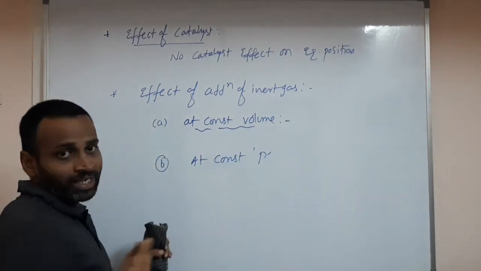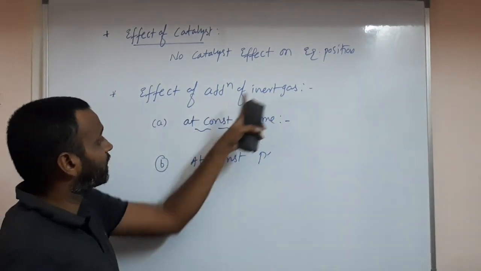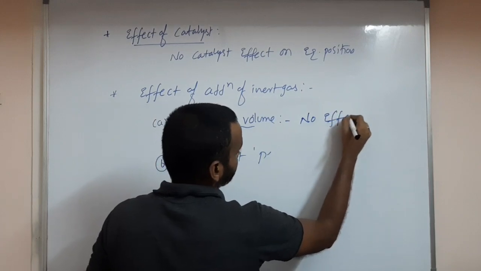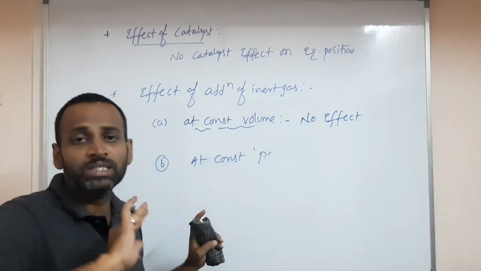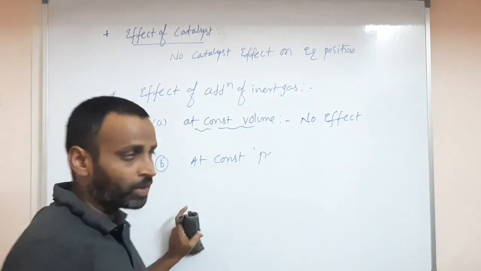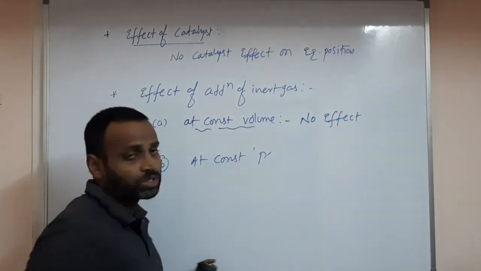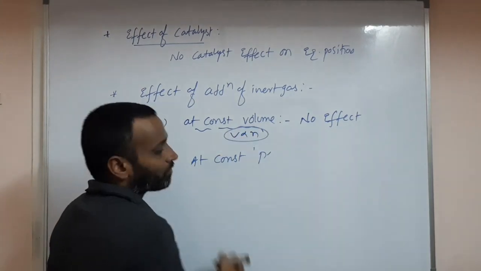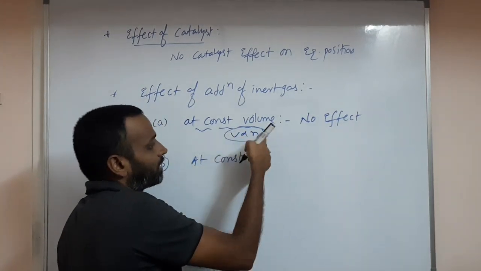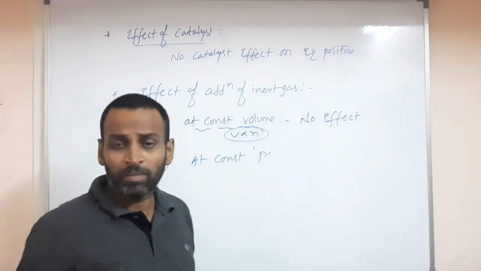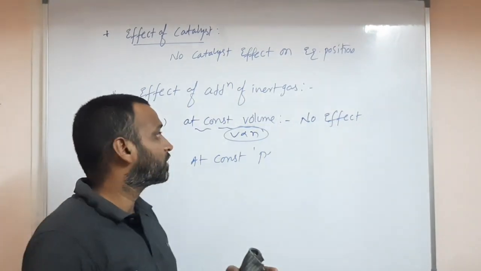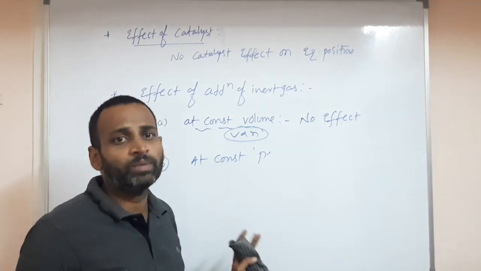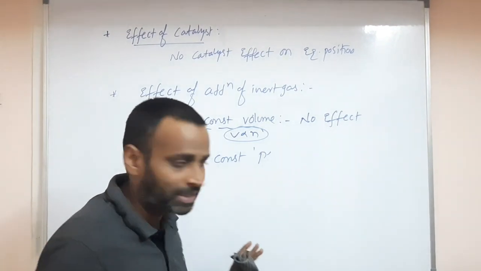So addition of inert gas at constant volume has no effect. That is, no change in position of equilibrium when you add inert gas at constant volume. Simple thing: volume is directly proportional to number of moles. If volume is constant, the number of moles does not change. If the number of moles is not changing, then there is no effect on equilibrium position. Got it clearly?